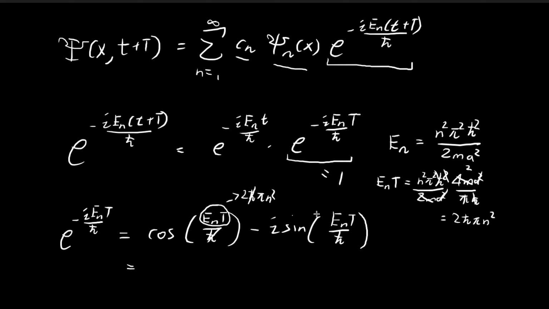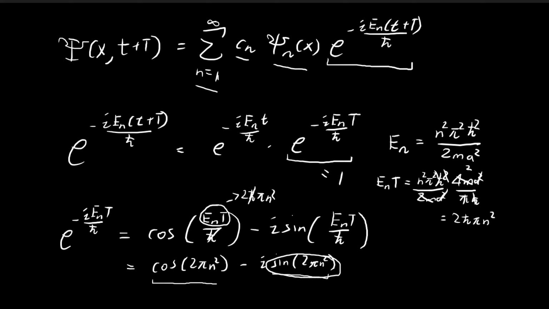So in the end, this whole term here is going to become cosine 2 pi n squared minus i sine 2 pi n squared. And you can see that n actually takes on all natural numbers. So n is going to be equal to 1, 2, 3, and so on. And so that means n squared is going to have to be an integer. And if you have 2 pi times an integer, and then you put this inside the sine function, this is just going to give you 0. So this whole term here is going to be equal to 0.